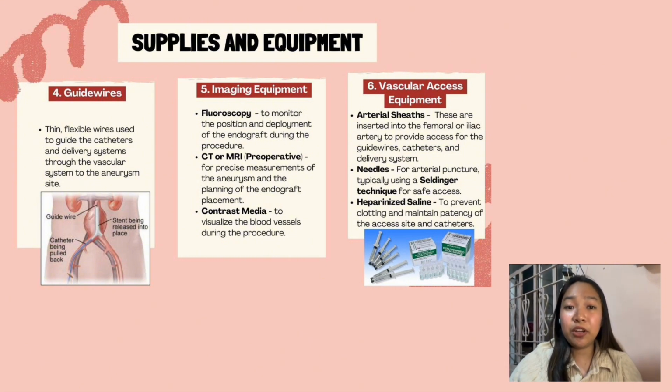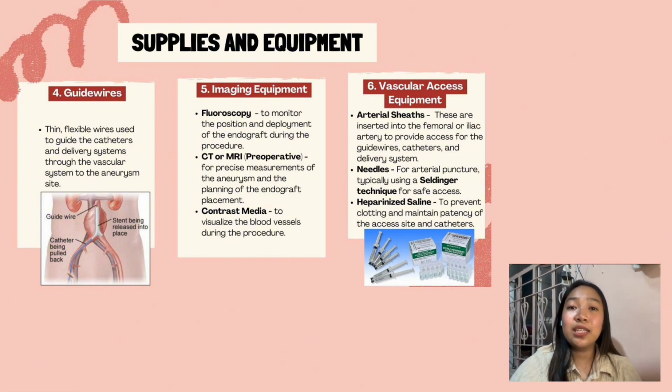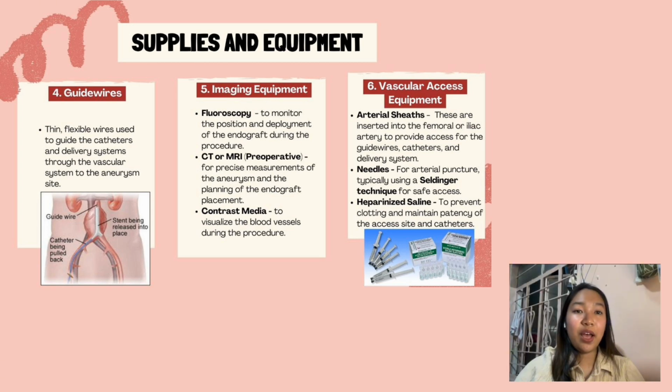Guide wires play a critical role in endovascular delivery system as they assist in navigating through the vascular system to reach the target site. They serve as the foundation for delivering catheters, stents, and other therapeutic devices. Number 5 is imaging equipments.